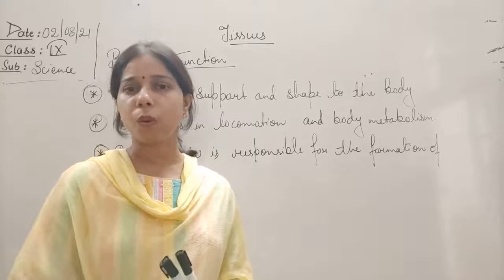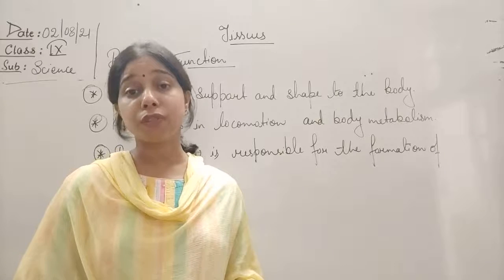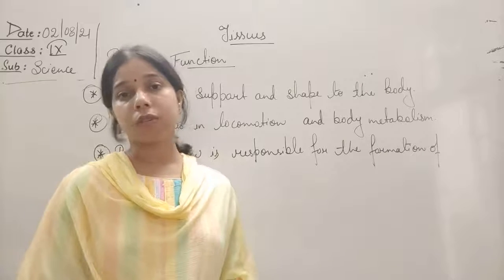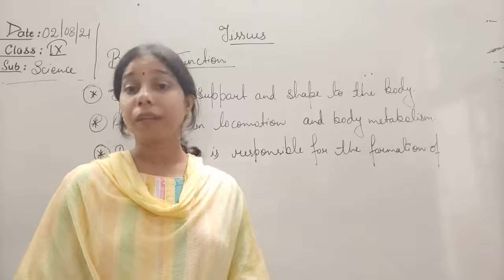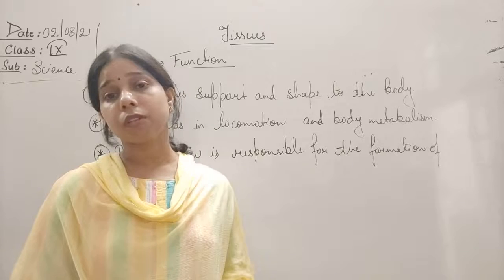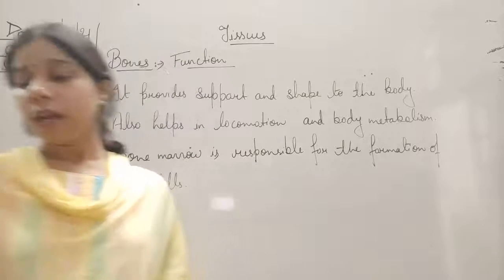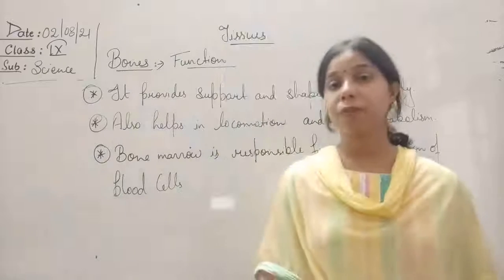So whenever we talk about the red blood cells and how the formation of the blood cells occurs, actually the formation happens in the bone marrow. This is because the red blood cells do not have a nucleus, so they are not able to divide. So it is the bone marrow that is responsible for producing the blood cells.